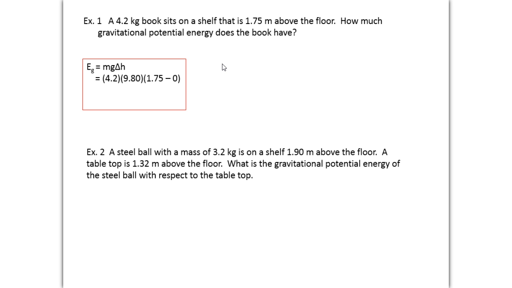You know the mass, 4.2 times 9.8, and 1.75 subtract 0. Remember, your formula here says change in height. So that's equal to, I want to make an equal sign, what's your ending height? Subtract your beginning height. So the ending height, it was lifted to 1.75 meters. And where did it start? Well, unless you're told otherwise, assume it started on the ground, which would be 0 meters.